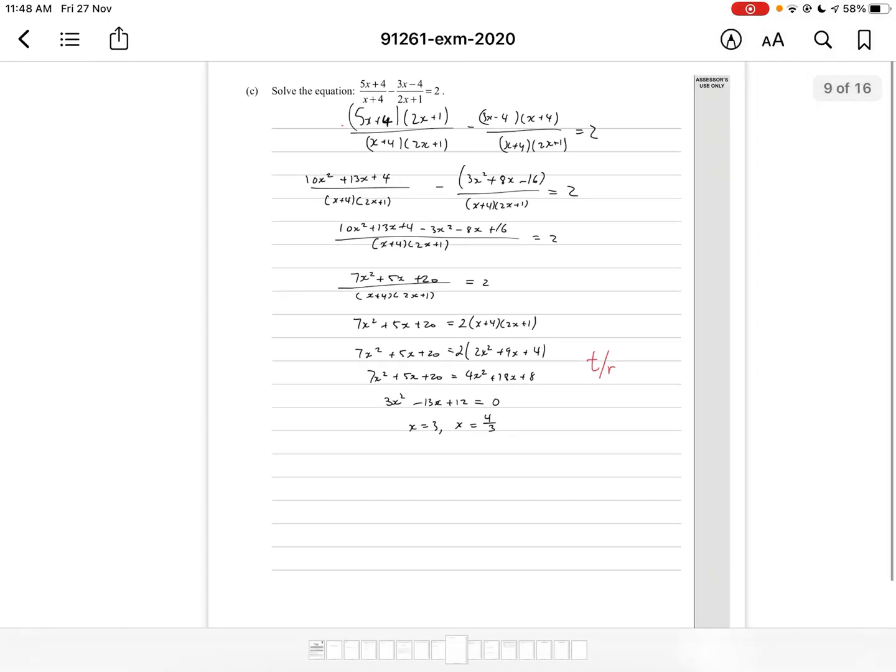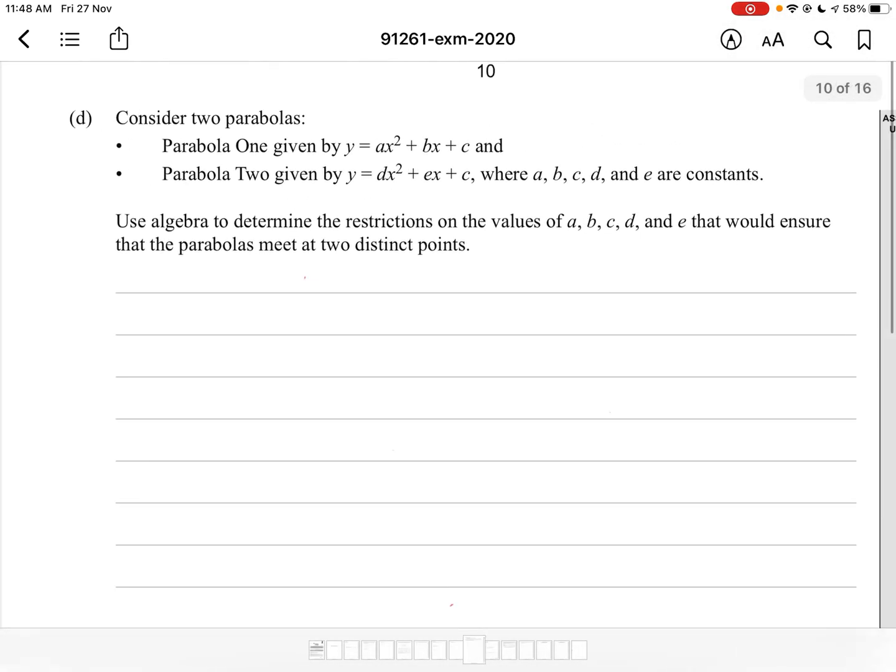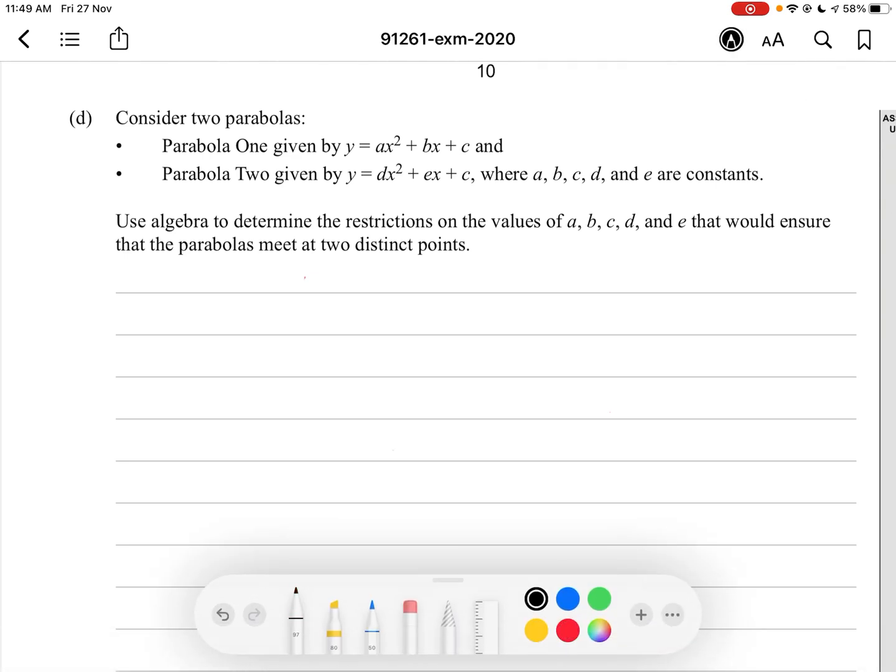So, yeah. Question D, consider two parabolas. Parabola 1 is given by y equals ax squared plus bx plus c. Parabola 2 is given by y equals dx squared plus ex plus c. All of these are constants. So use algebra to determine the restrictions on the values of a, b, c, d, and e that would ensure that the parabolas meet at two distinct points.